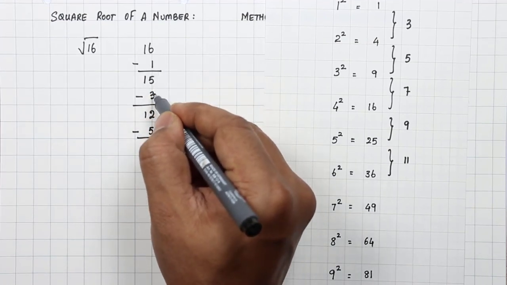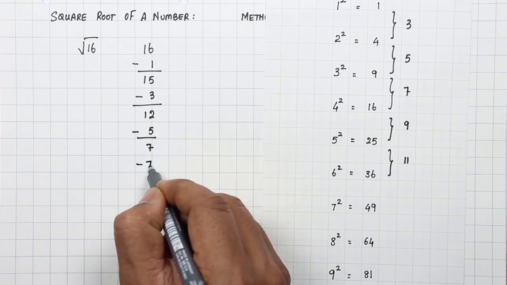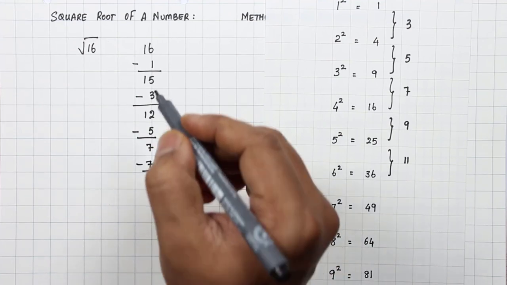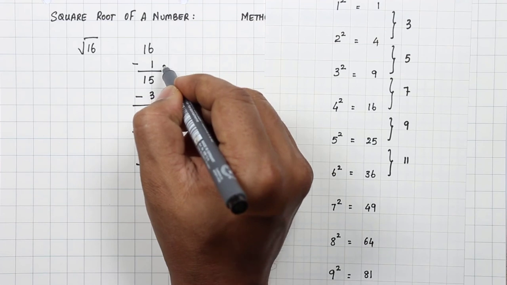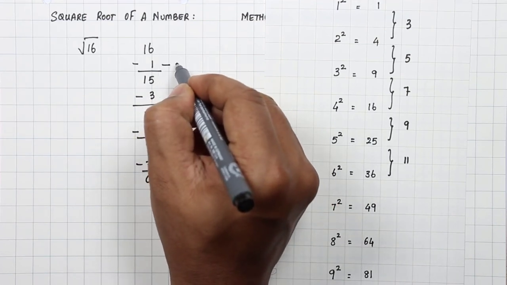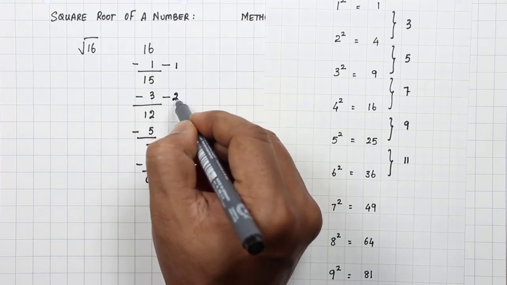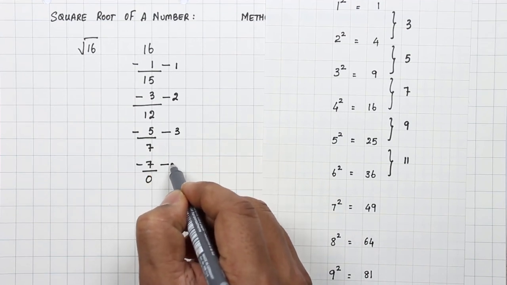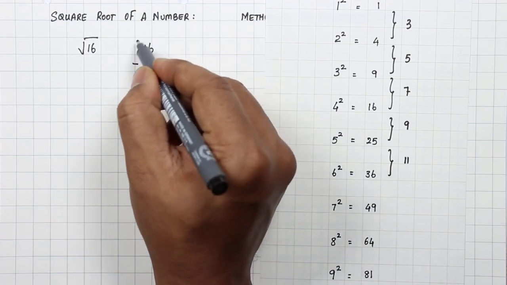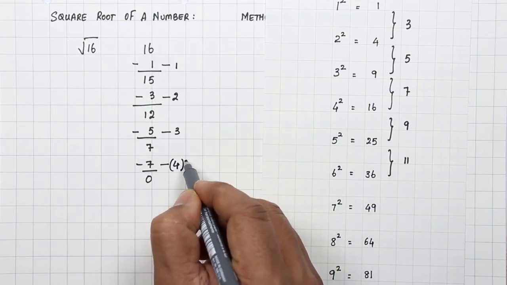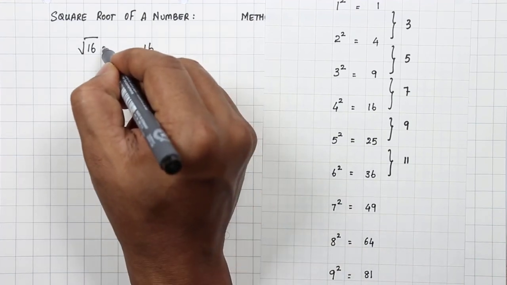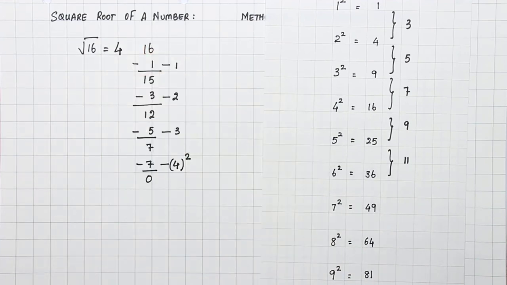And the next consecutive term of the odd numbers is 7. So you end up getting 0. So if you look at the number of terms you have subtracted, this is the first term, this is the second term, this is the third term, and this is the fourth term. So this number 16 is nothing but this fourth term squared, which gives you 16. So therefore root 16 is 4. So this is another method, but you can do this only for smaller numbers.